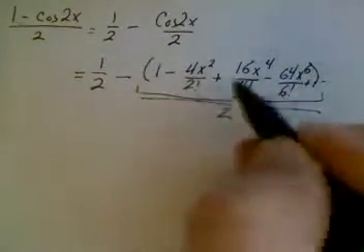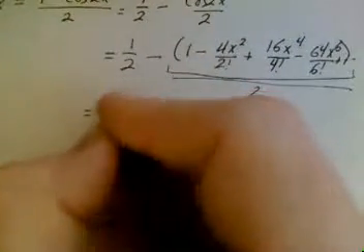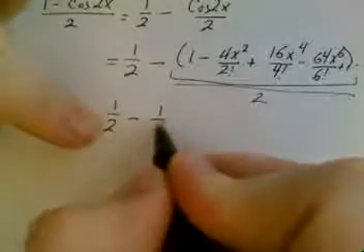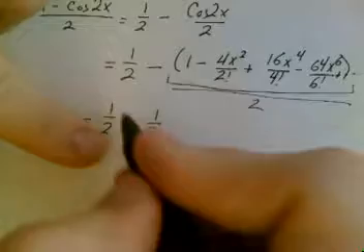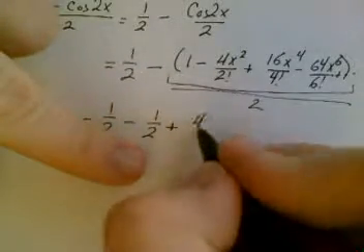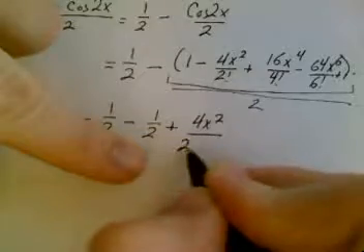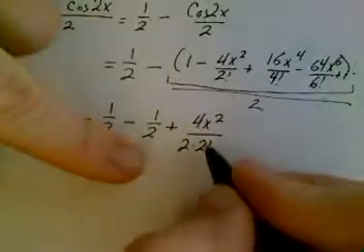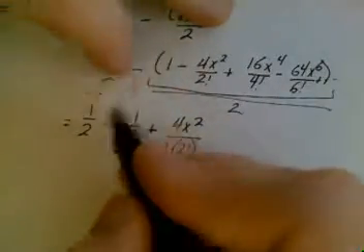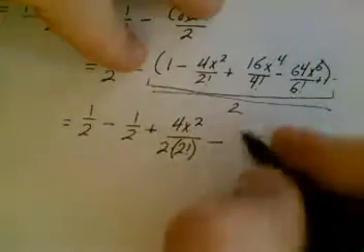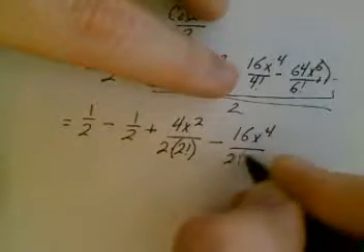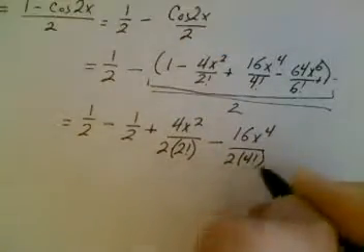Now, very carefully, I'm going to distribute the negative, and I'm going to distribute this division of 2. So this is going to be equal to 1/2 minus 1 divided by 2. The negative changes that to a positive, and it's going to be 4x squared divided by 2 times 2 factorial. I'm going to put parentheses on the 2 factorial because that's separate. The negatives are going to distribute and make this thing a negative, and I'm going to have 16x to the 4th divided by 2 times a 4 factorial.